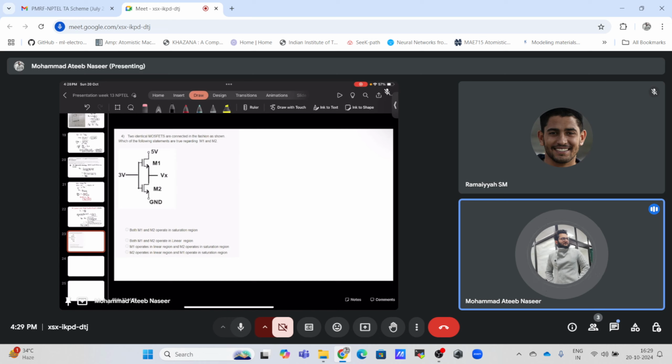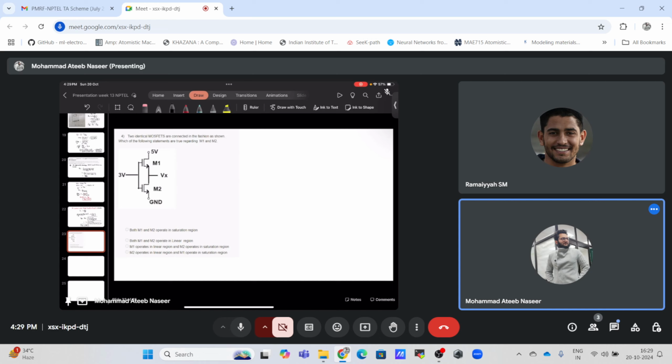But you have to check a region where the variation of the current with respect to the drain bias is linear, where Id is changing linearly, a y equals mx plus c kind of relation between the two. In that region we will say that the MOSFET will behave like a resistor only.